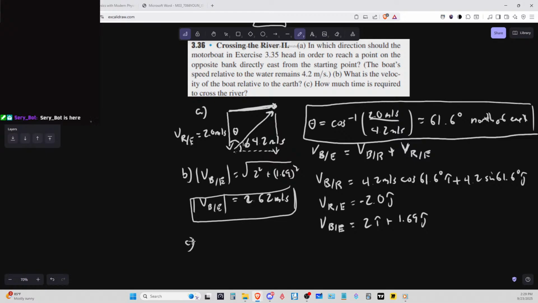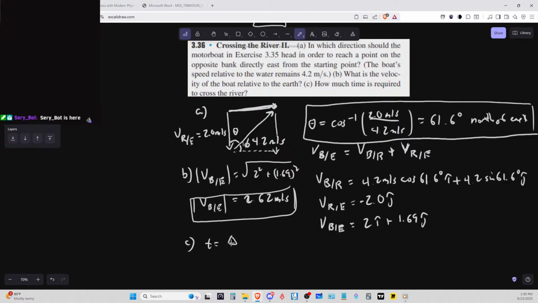How much time is required to cross the river? So I think it's the same way we did it the last time, but this time the boat is going against the current. That's the one thing, because it's probably going to be slowing down a little bit. So I'm thinking we're going to have to do this one.